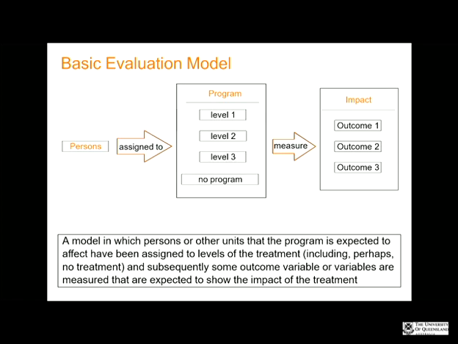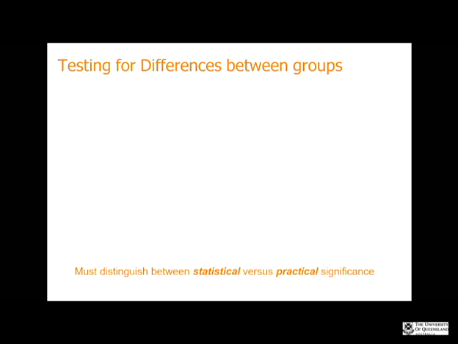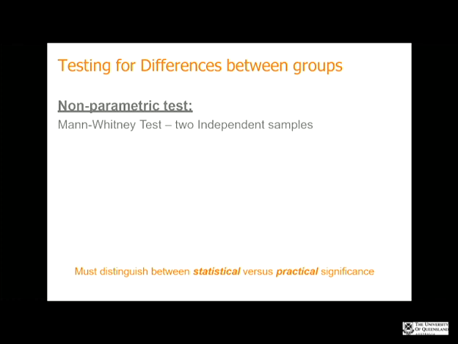Okay, so once we've done that, just say we've set up our evaluation, we've got our different samples from our different levels of testing in the program, and then we want to test if those differences are actually significant. So that's what this next part's about. When we're testing for the differences between groups, we also need to distinguish between statistical versus practical significance. I'll explain more about that in the prac.